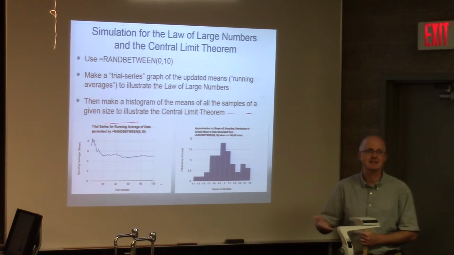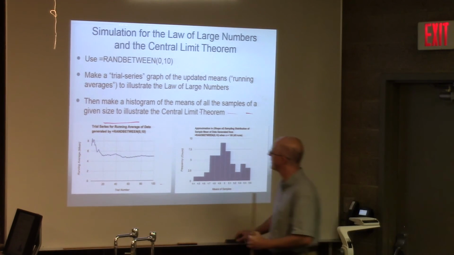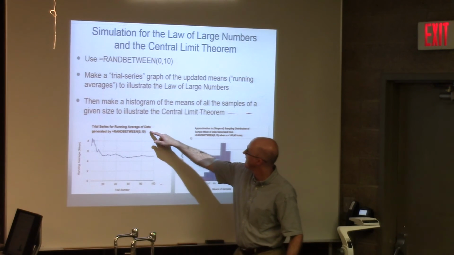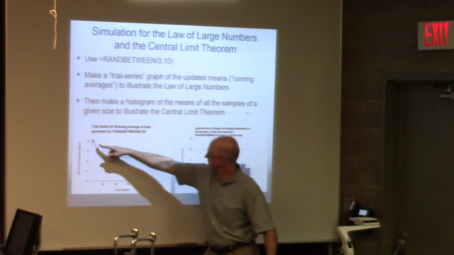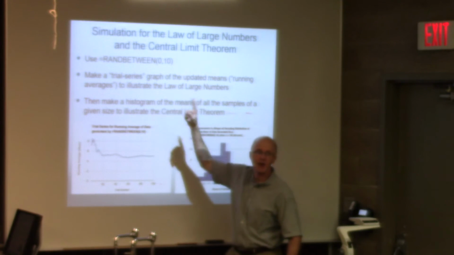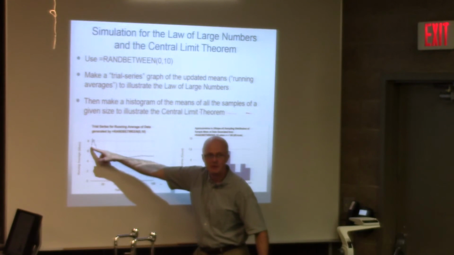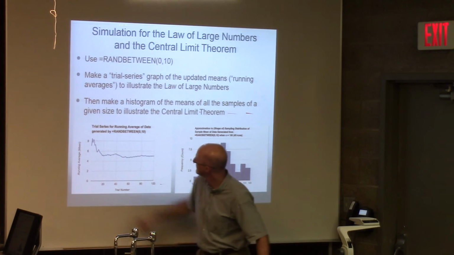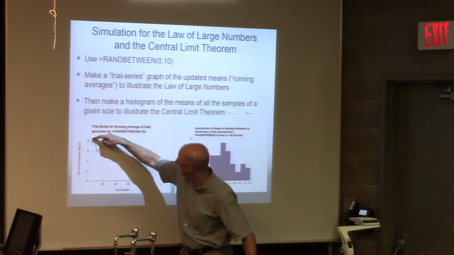I wanted to take samples of size 100 and first make a trial series for the running average as I kept making the sample bigger and bigger. This is a graph of the x bars, the means of these numbers that I get from random between. The first number evidently was a 7, because the first x bar is a 7. The second number might have been a 10; the average of 7 and 10 is 8.5. Okay, that does go up to 8.5.